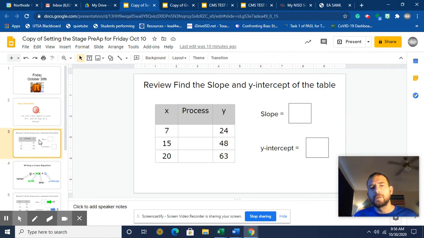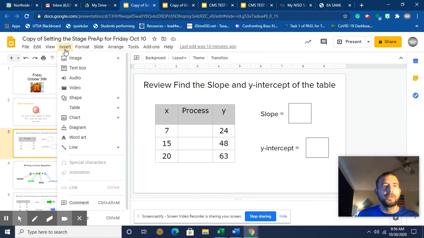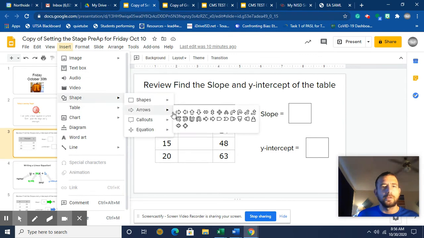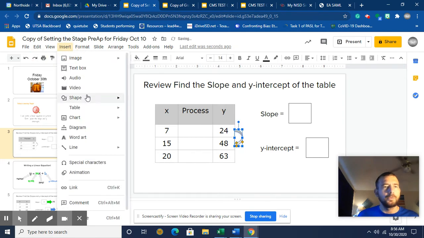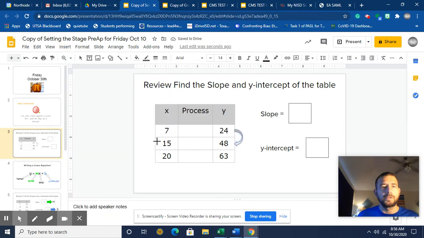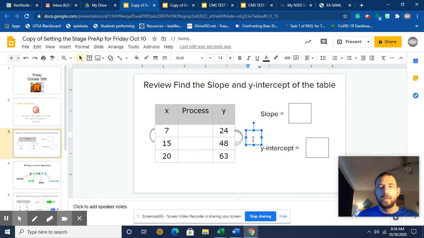So let's review. We know how to find the slope, and the slope is the change in y over the change in x. Let's go look at it. Remember, we only need really 2 points from the table and graph to find the change in y over the change in x, or what we call slope. When I'm looking at this, I want to know, is it an increase or a decrease from 24 to 48? We see that it is an increase. How much are we increasing by? Well, we're doubling 24, so that's an increase of 24.